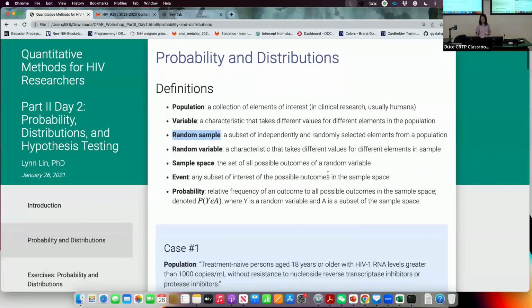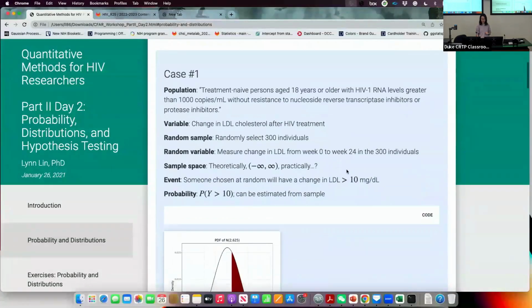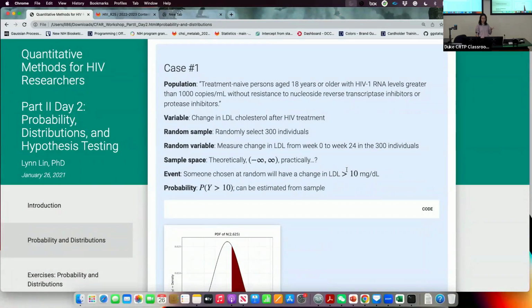Okay, so let's look at some case studies so that we can better understand those concepts. For case study number 1, this is what is described as the population: treatment-naive persons aged 18 years or older with HIV RNA levels greater than 1,000 copies per ml, without resistance to nucleoside reverse transcriptase inhibitors or protease inhibitors. So this is sort of like all the people, right? The treatment-naive people where the age has to satisfy these criteria.